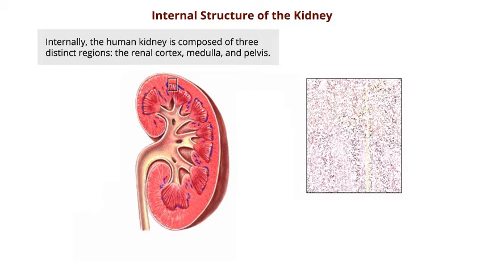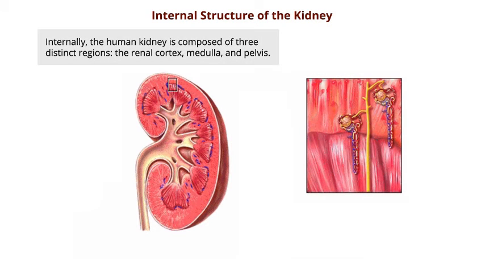Internally, the human kidney is composed of three distinct regions. The first region is the outermost layer called the renal cortex. It contains about 1 million nephrons, the filtering units that form urine.